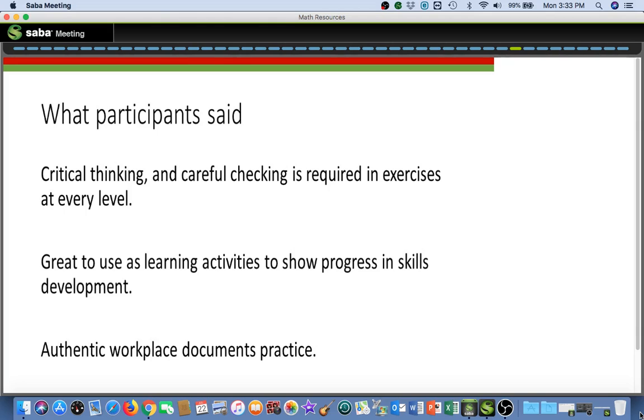Critical thinking and careful checking is required in exercises at every level. So it's challenging. Great to use as learning activities to show progress. Make a point of noting that. And authentic, that's the key thing, authentic workplace documents that really parallel the types of documents that a learner may encounter in the workplace.